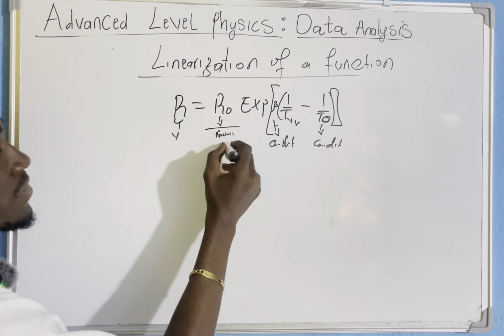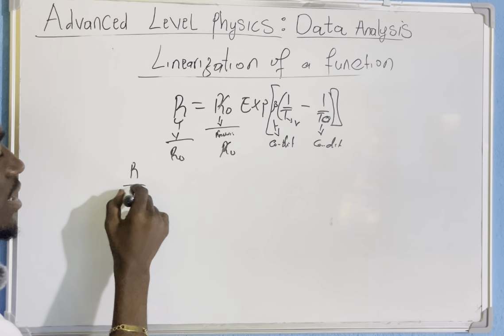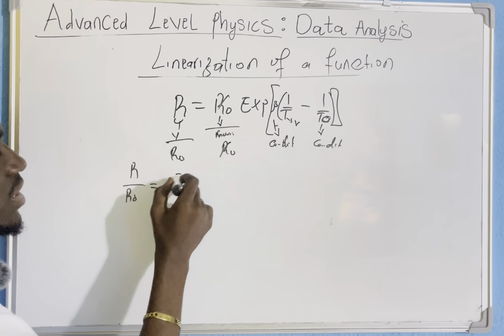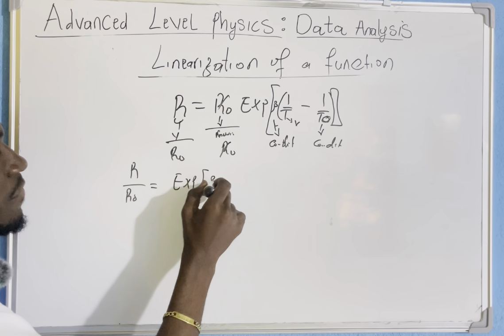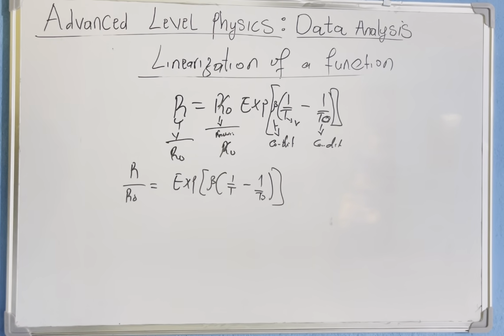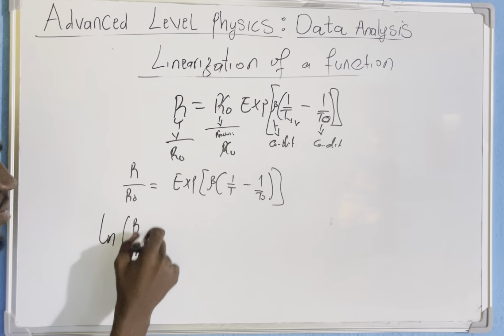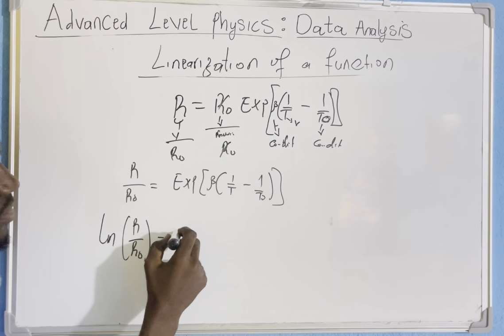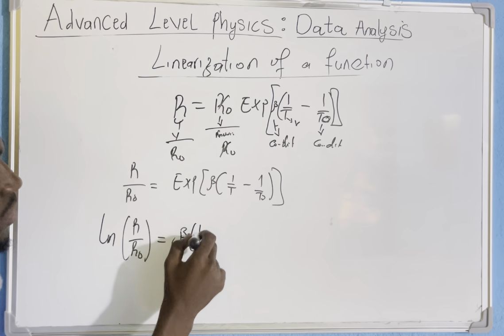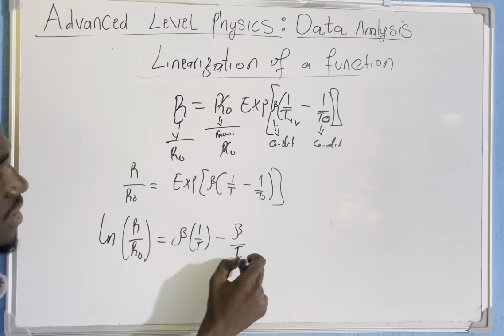So I will divide both sides by R0. I will have R all over R0 equals exponential of beta times 1 all over T minus 1 all over T0. As easy as that. Now I'll apply ln, because the only way to remove the exponential is to apply ln. I'll have ln of R over R0 simply equals to beta times 1 over T minus beta over T0.